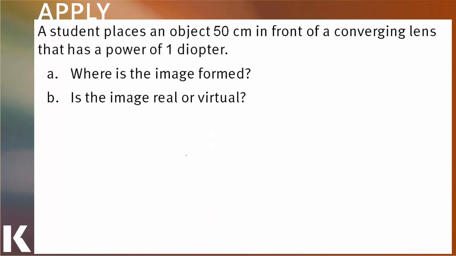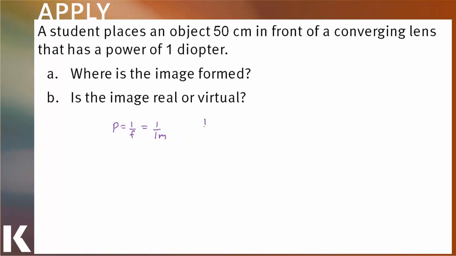Now for a little bit more practice with the second question. This time we have an object 50 centimeters in front of a converging lens, but we're given power of 1 diopter. We still want to find where the image is found and whether or not that image is real or virtual. To start off with this one, you'll need to remember that power is equal to 1 over the focal length, and it's in units of 1 over meters. So a 1 diopter would be 1 over 1 meter.